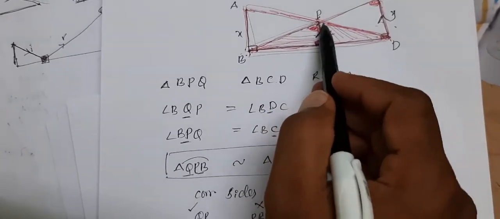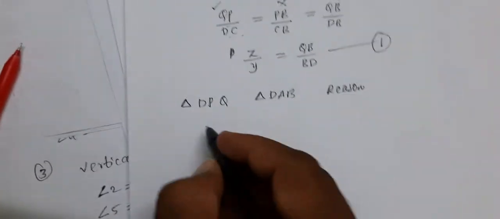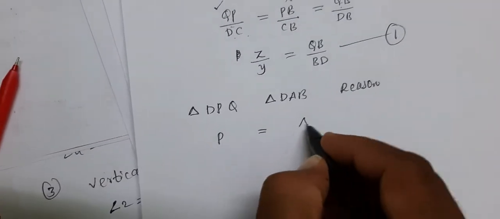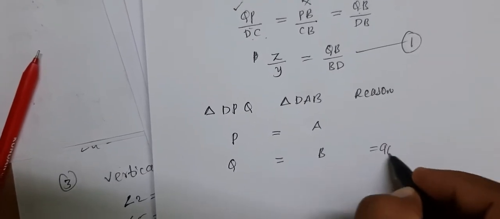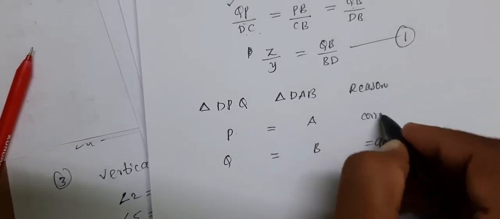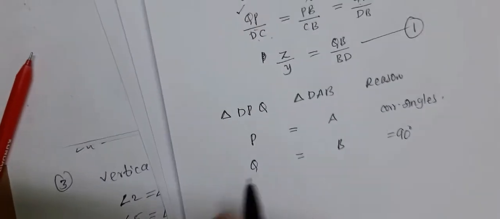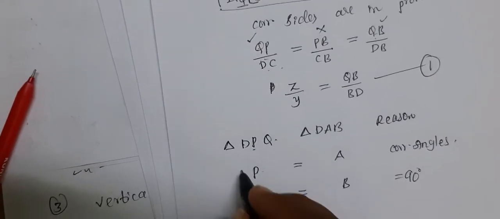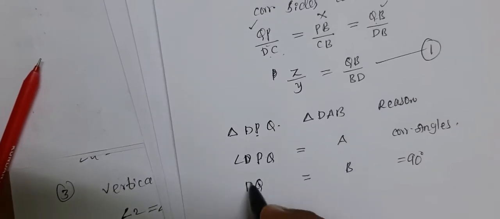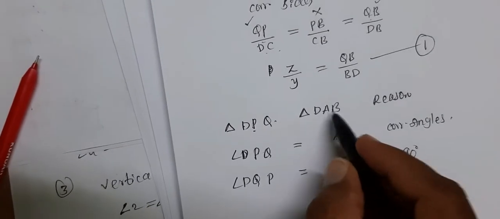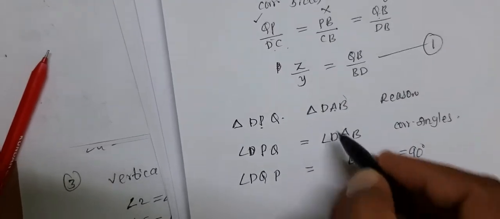Angle P equals angle A, angle Q equals angle B. Q equal to B is a right angle, P equal to A is corresponding angles. Now, already P is completed, remaining DQ. This is DP. A is completed, remaining DB, B completed, DA.